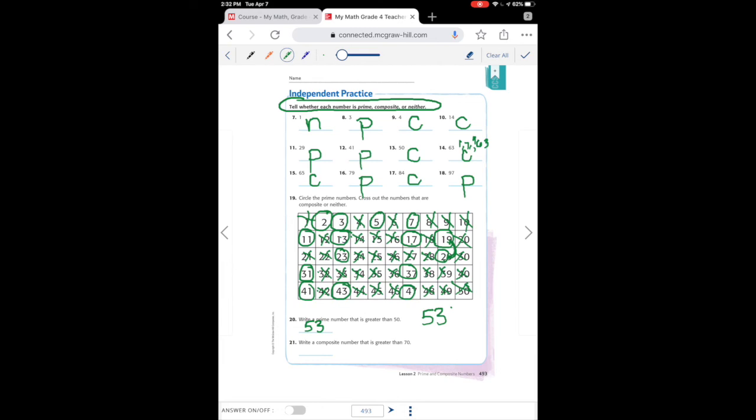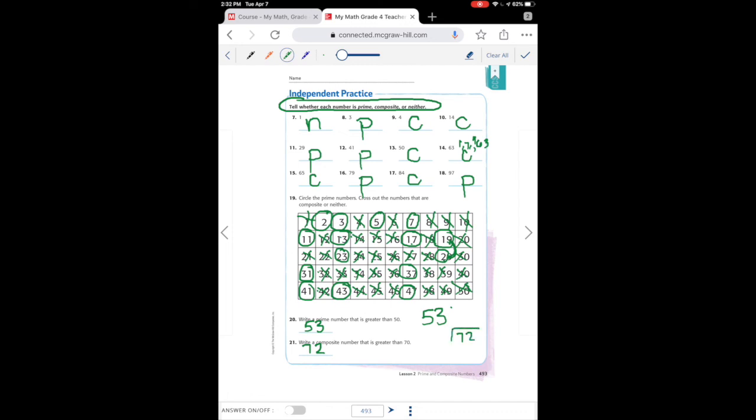Number 21, write a composite number that is greater than 70. Okay, so I just need a composite number, that means it has more than 2 factors, that is greater than 70. Well, there are a lot of them. Okay, I'm going to just pick one. 72 can evenly be divided by 2.